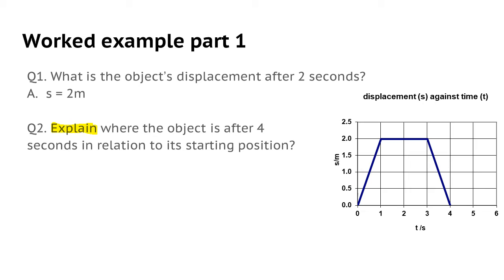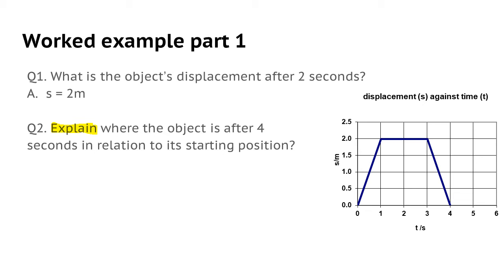The second example is to explain where the object is after 4 seconds in relation to its starting position. Now there's a couple of things that are important here. The first thing is the word explain. In physics, when we use the word explain, we're expecting you to give us an answer. So for instance, where is the object after 4 seconds? But we're also expecting a little bit more than that. We're expecting a little bit of explanation. How did you come to that conclusion? What evidence do you have?